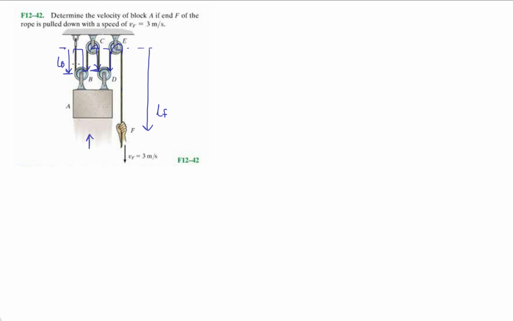So the pieces of rope that I highlighted here are all going to be going with the same velocity, and they're all the same height. So I'm going to have four of these ropes, 4LB plus LF equals the total length of the string. And then taking one time derivative, we get 4VB plus VF equals 0. And then we get VF equals minus 4VB.